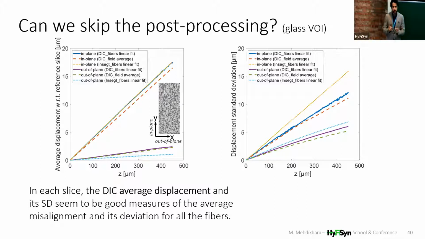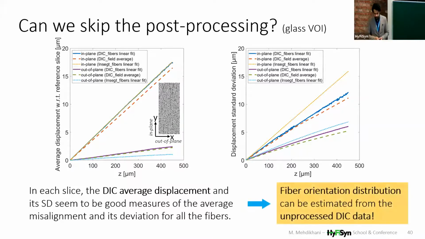But can we skip the last part, which is the post-processing to assign displacement values or misalignment values for individual fibers? By this, I mean, look at this dashed line here, this is the result of DIC, where you just apply DIC and plot the averages of all this displacement map versus the length. And in this graph, the solid one, which is below this yellow one, the values of individual fibers are averaged. So we can see that there is a small difference between the two, but that's not a huge difference.